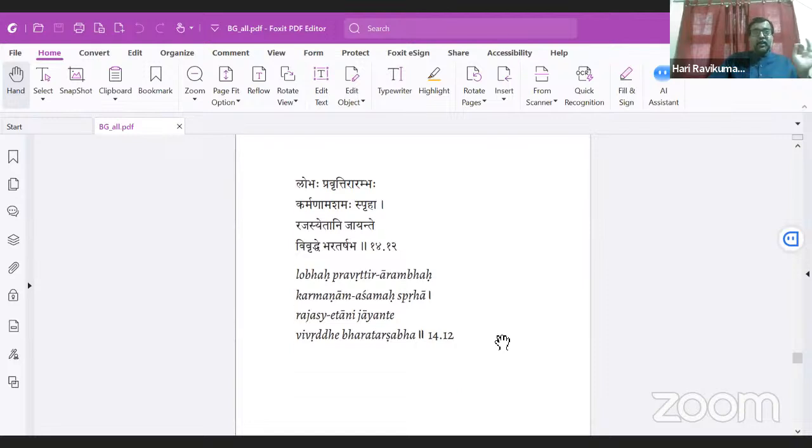Lobha pravritir arambaha karmanam ashamah spruha rajasyetani jayante vivridhe bharata rishabha. When rajas predominates, then one is governed by greed and vigor, desire, unrest, and constant activity. So Bharata Rishabha, the great bull among the Bharatas. When rajas is predominant, then one is governed by Lobha, which is greed, Lobha Pravrti, then Karmanam, always working, constant activity.